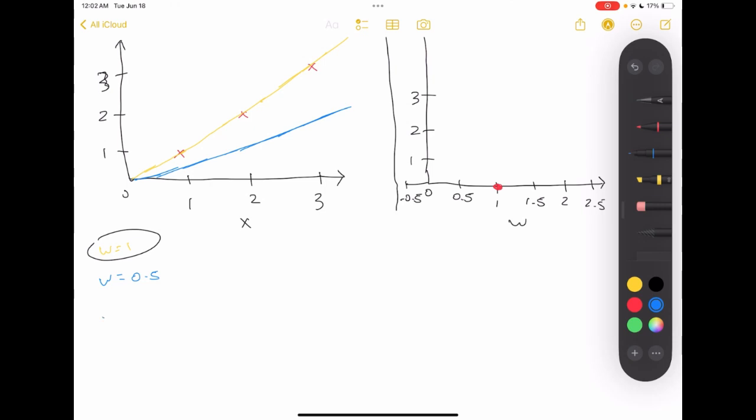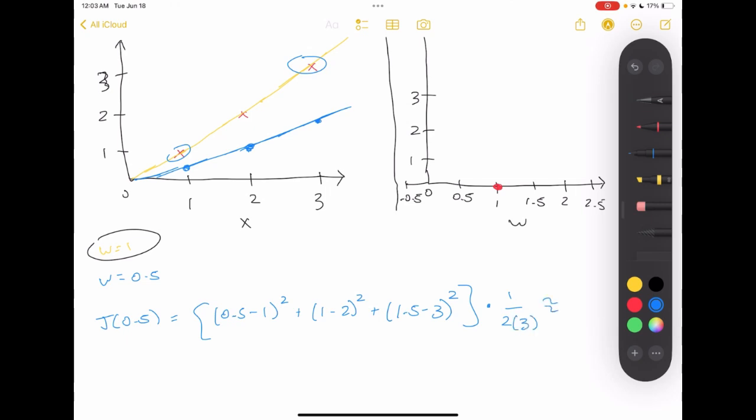So remember, we're going to say J of 0.5, so the cost of 0.5 is equal to, well, we're going to loop over the differences squared, right? So we're going to go, this predicts 0.5. Here, this is 0.5. So it's going to be y hat minus y, so 0.5 minus the actual value, which is 1, squared. And we're going to go through each value. Remember we said we're going to multiply this by 1 over 2m, and m is the amount of data points. And in this case, the amount of data points is 3. So it's going to be times 1 over 6. And this computes to approximately 0.58.